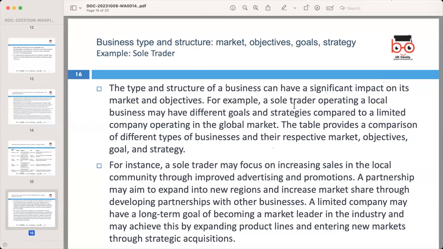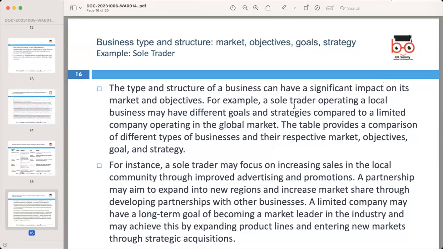So a sole trader typically operates within a local market, serving customers in their immediate market. This could be a neighborhood, town, or a specific local area. The goals of a sole trader include increasing sales, attracting repeat customers, and maintaining a positive reputation in their local market.